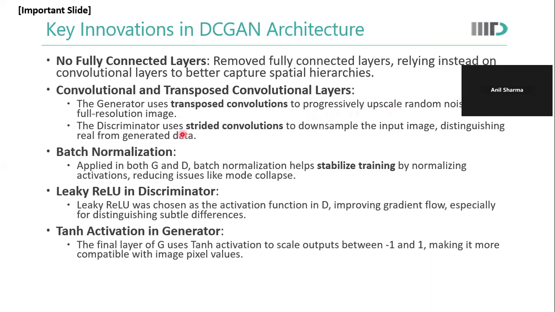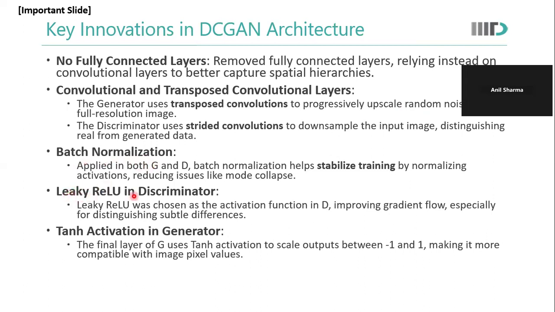Okay, it also uses another innovation, batch normalization, which is applied to both the generator and the discriminator, and helps to stabilize the training by normalizing activations, reducing issues like mode collapse. I am sure that most of you know about batch normalization. If you don't, I will talk about it briefly in my slides. But if you have queries, I have explained this in detail in my Quora post. You can check that, or you can comment and I can share some references.